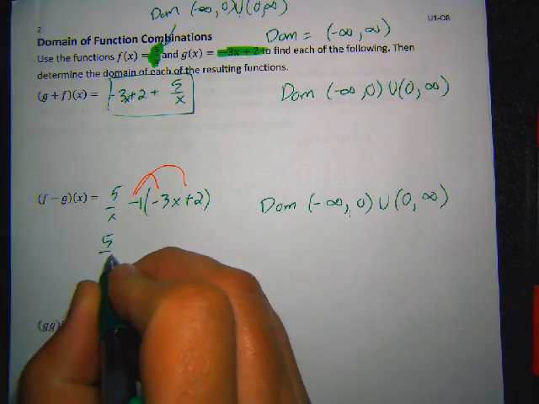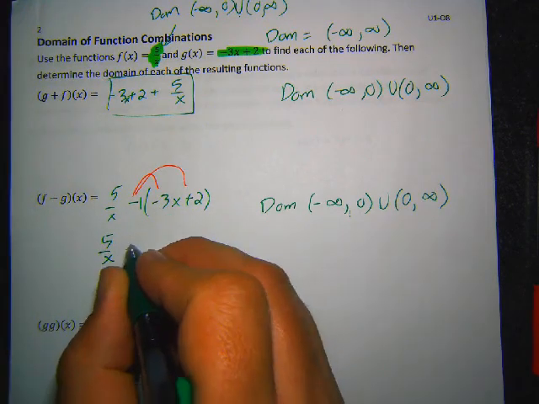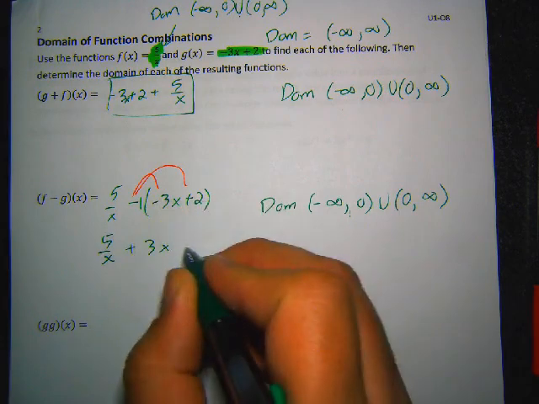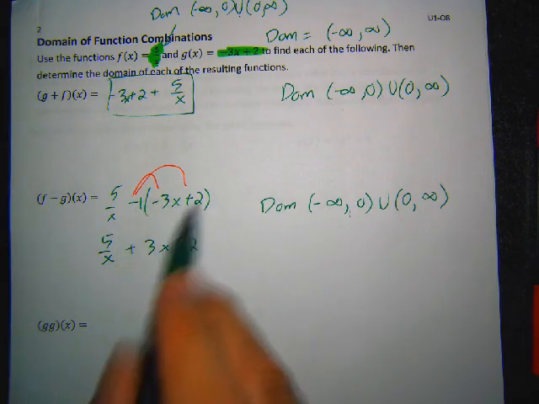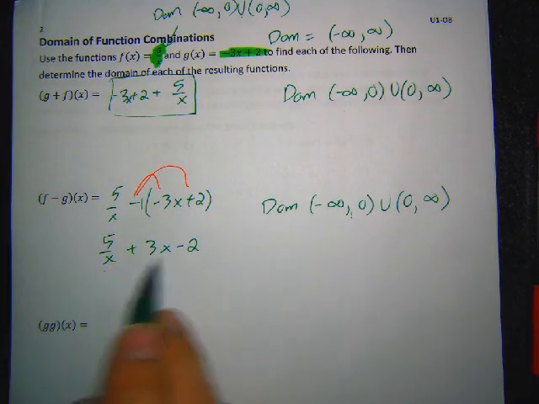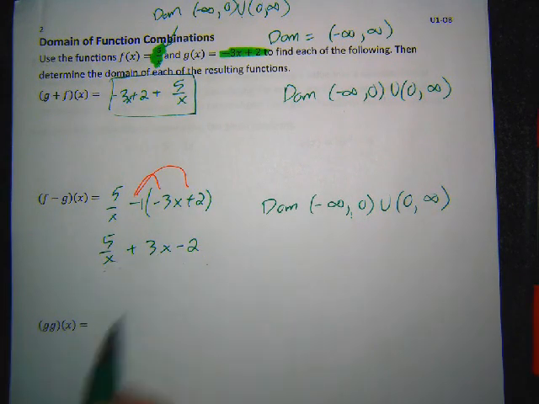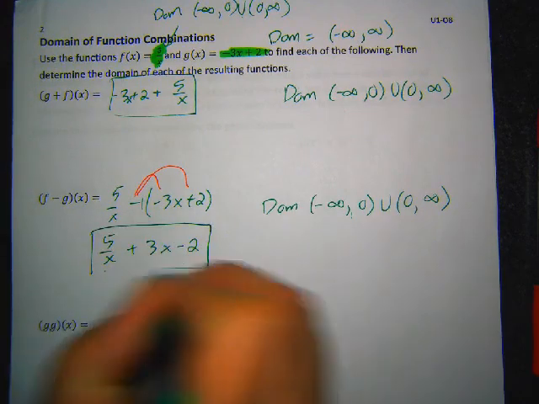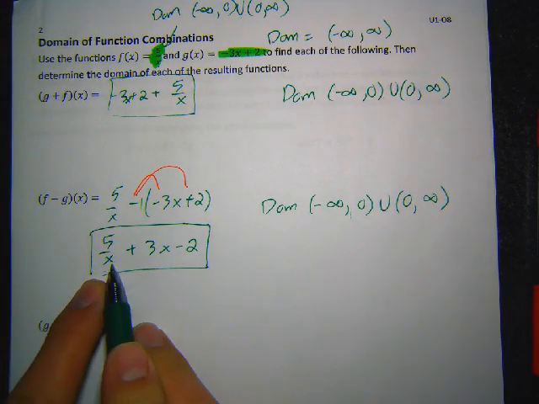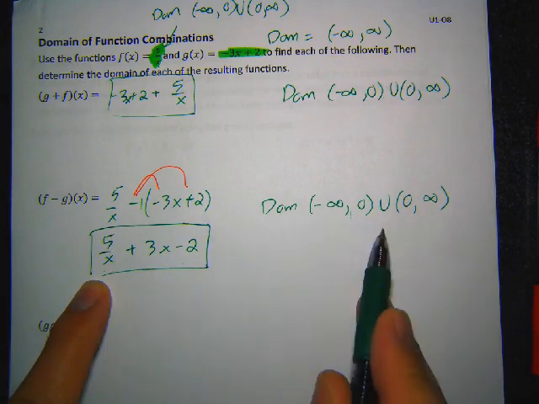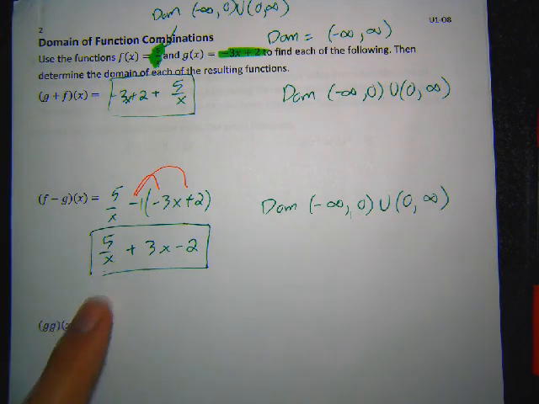I got 5 over x. Negative 1 times negative 3 is positive 3x, and negative 1 times 2 is minus 2. And then that's simplified because we got rid of the parentheses. Notice you cannot combine like terms again, because there are no like terms here. So this would be our answer. And again, the only thing this is going to have problems with is 0, because if you put 0 on the bottom, you're in trouble. So that's the only number we avoid.